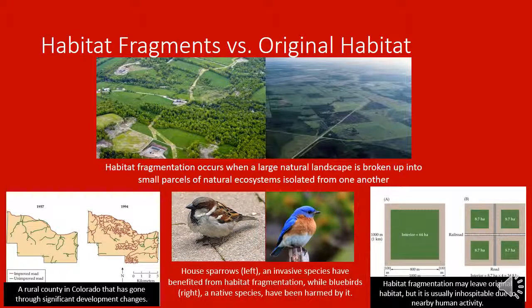and they're gonna die. Invasive species thrive more in fragmented habitats usually, so like house sparrows. They've benefited from habitat fragmentation, and bluebirds, our native species, have been harmed by it. So we see many more of these now than we do these because of habitat fragmentation.